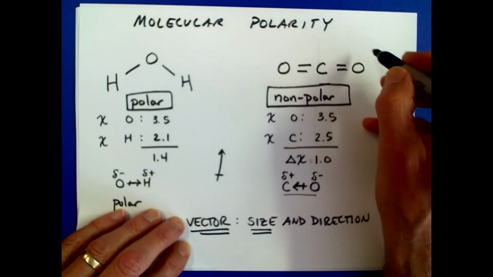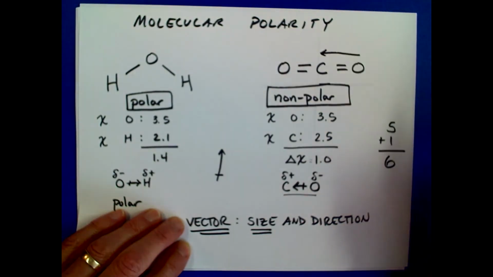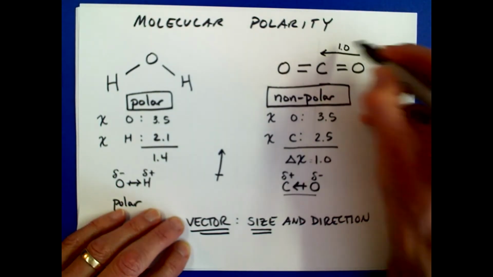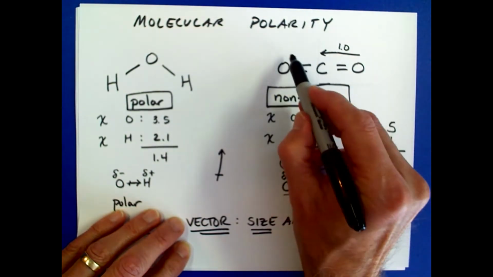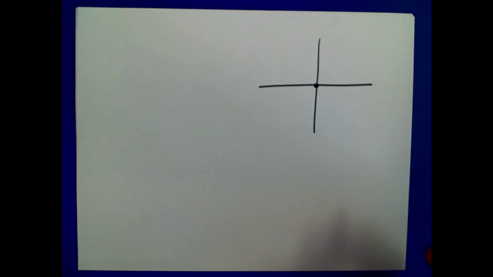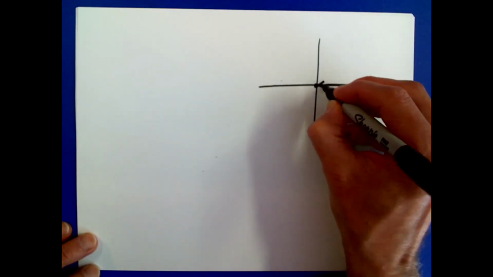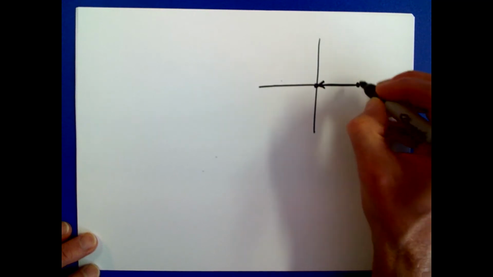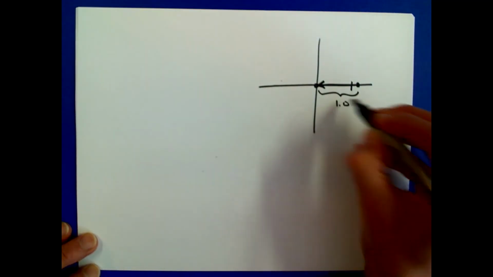So what we're basically going to have here is this is going to point from the oxygen to the carbon with a value of 1, because that's the difference in electronegativity. And then this one's going to point from this oxygen to this carbon with a value of 1. If we draw that on our axis, that's going to go right along the x-axis. We're going to start here at 1. We're going to make the length of this vector 1.0.